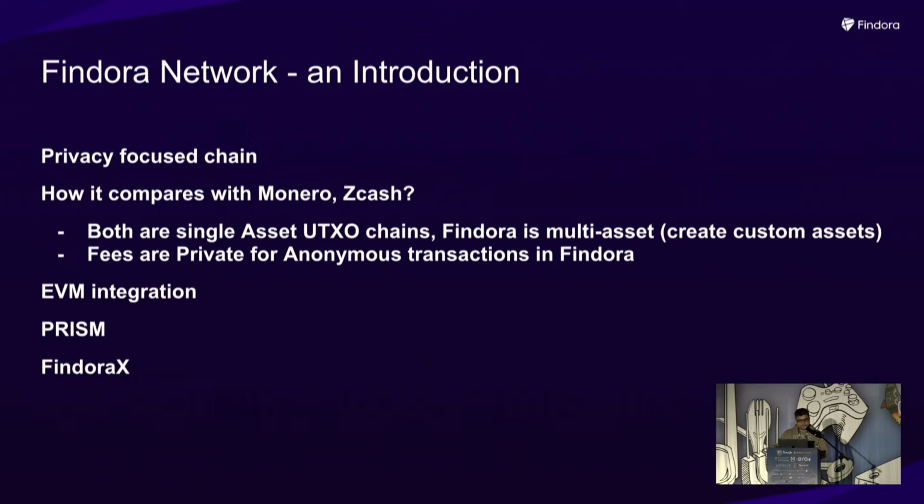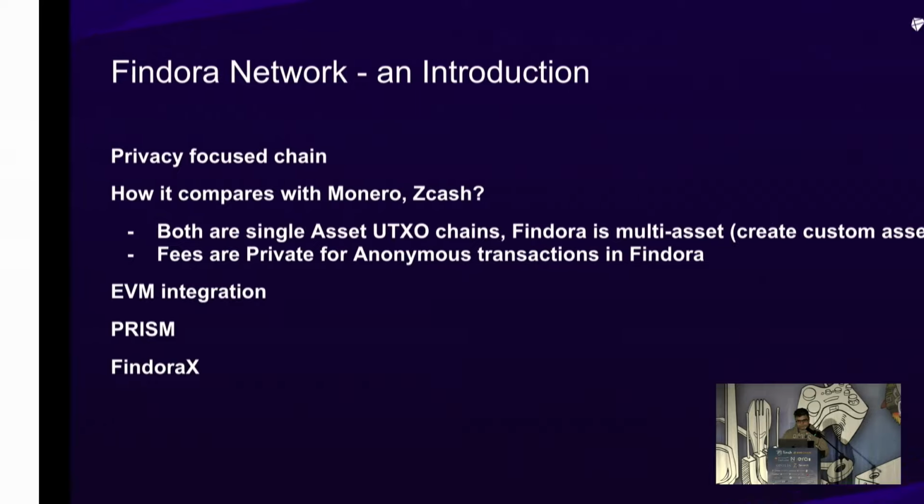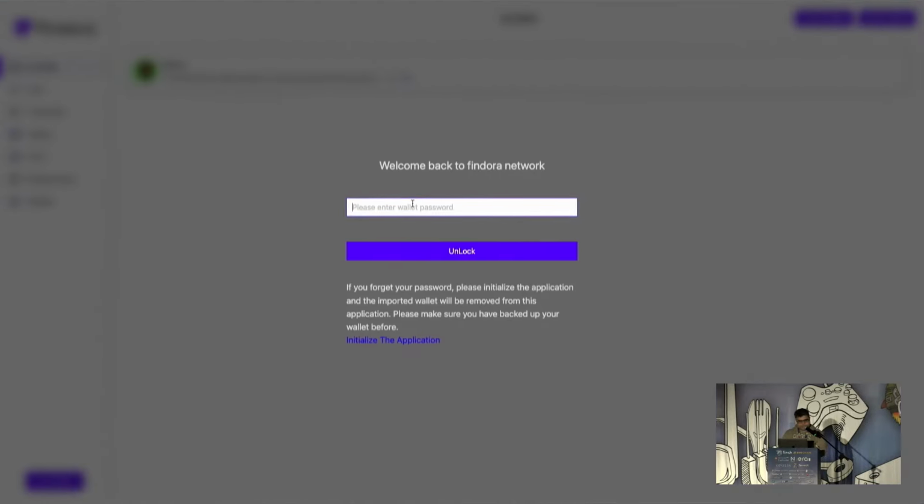And there is something called Prism, an internal bridge which can be used to convert assets from the UTXO domain to the EVM domain and vice versa. And we are currently working on something called Findora X, which gives you the complete power to send zero knowledge proofs and verify them on the EVM chain. Currently, it's work in progress, but we will soon develop and launch it. So I'll show an example of the Findora wallet.